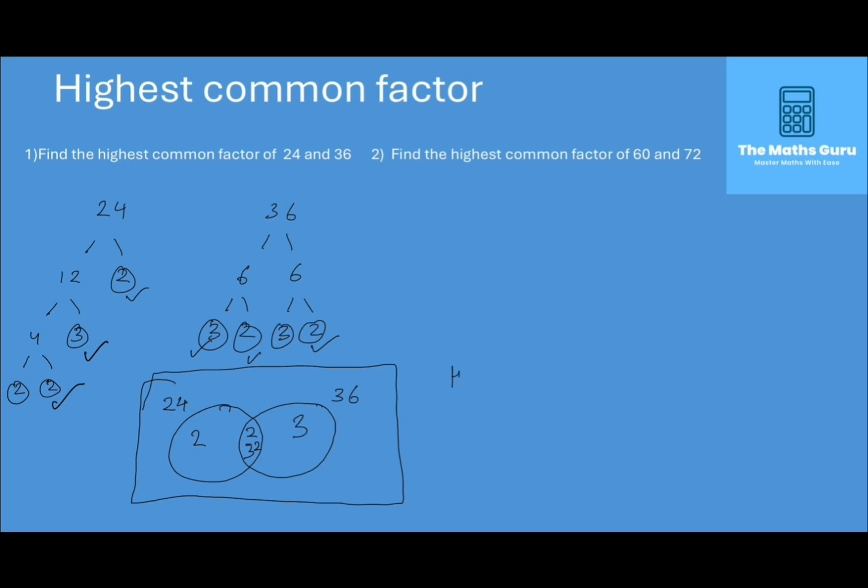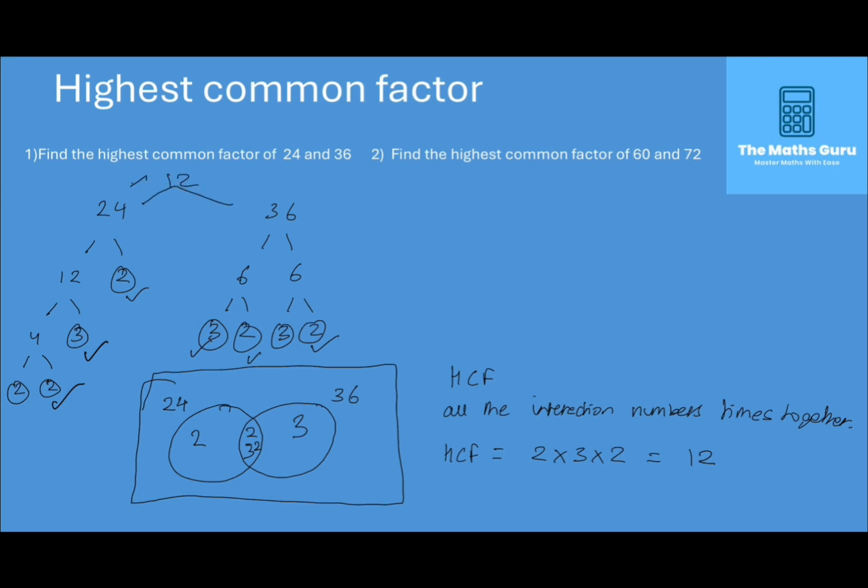And to work out the highest common factor, we do all the intersection numbers times together. So the highest common factor in this case would be 2 times 3 times 2, which is equal to 12. So the highest common factor of these two is 12.